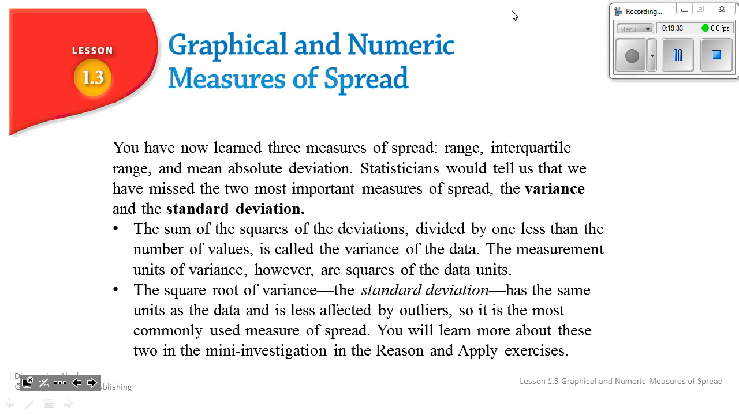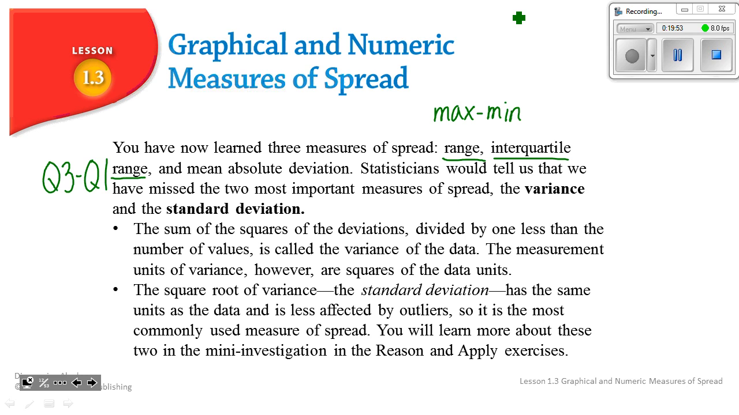Okay. I'm not going to spend much time on this one. We're going to talk a little bit more about this in class. So you learned 3 measures of spread. Range, the difference between the maximum and the minimum, right? Just to review. Interquartile range, or the difference between Q3 and Q1.